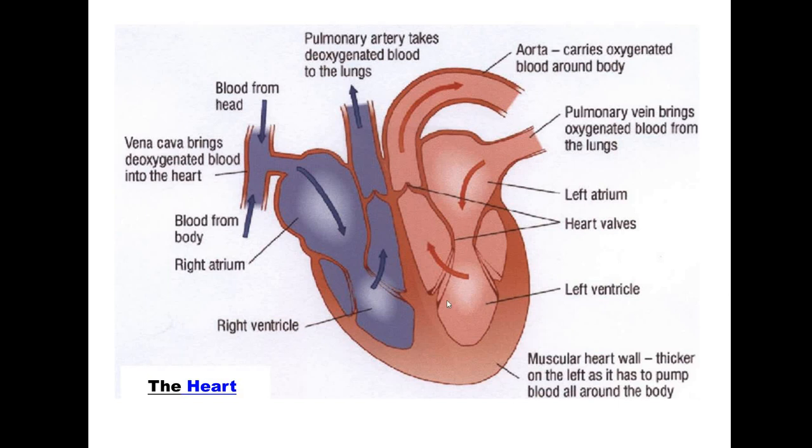Now you'll notice that the left ventricle wall is much thicker than the right ventricle wall. And that's because the right ventricle only has to pump blood to the lungs and back, which is quite a short distance from the heart relatively. Whereas the left ventricle has to contract with enough force to pump the blood all the way around the whole body and back. So it's got to pump blood a lot further.